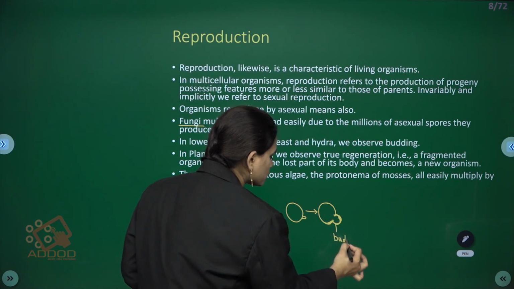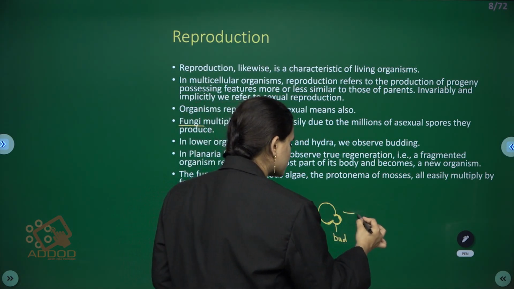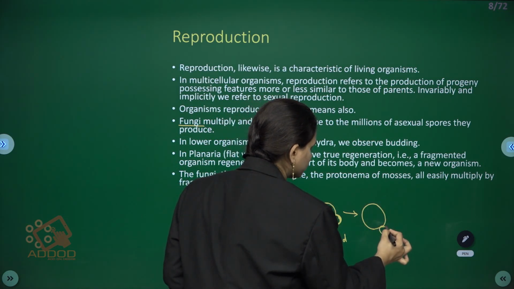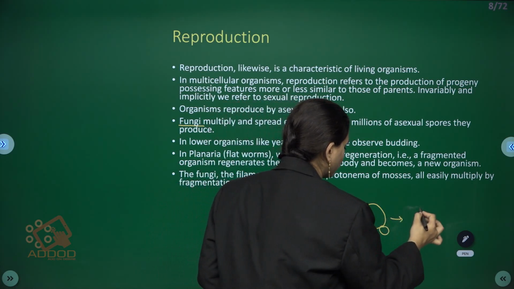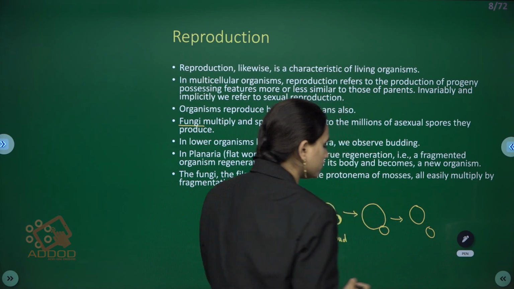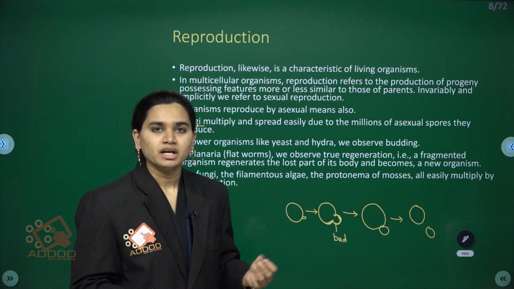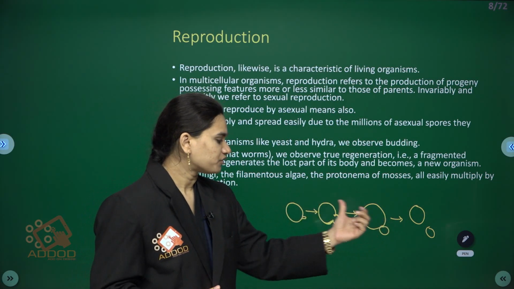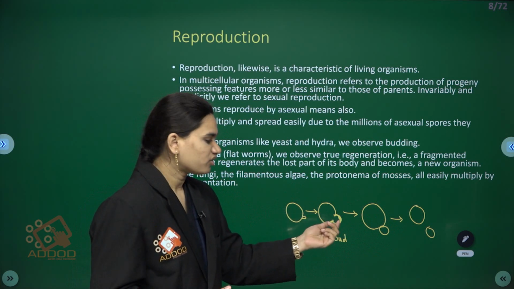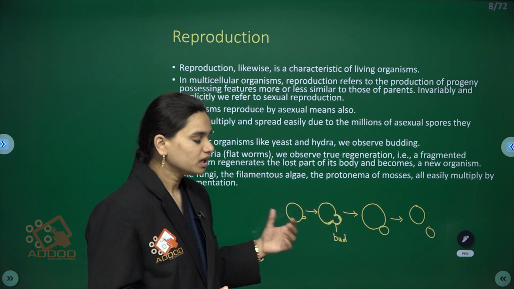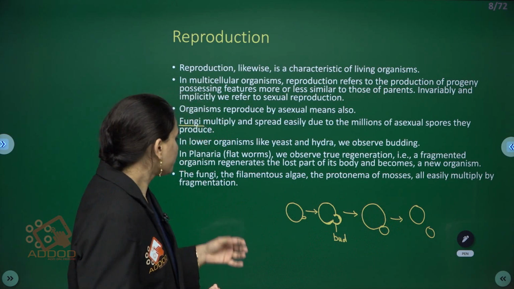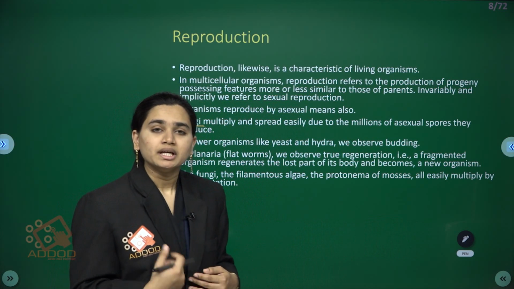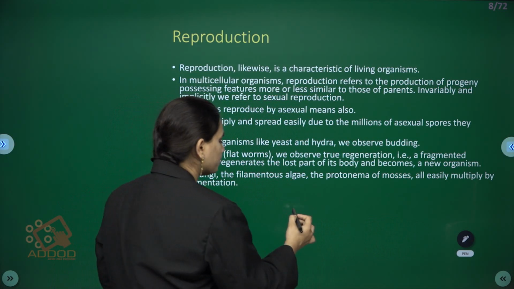So now what happens? This bud grows continuously and then finally it detaches from the parent yeast, resulting in the formation of a new yeast. This process is called budding. This is also a type of asexual reproduction wherein the progeny is formed from a single organism. Through the formation of a bud, the process is called budding, which is seen in yeast and hydra. Then, in the case of flatworms, also called planaria, there is regeneration, which is also a type of fragmentation.